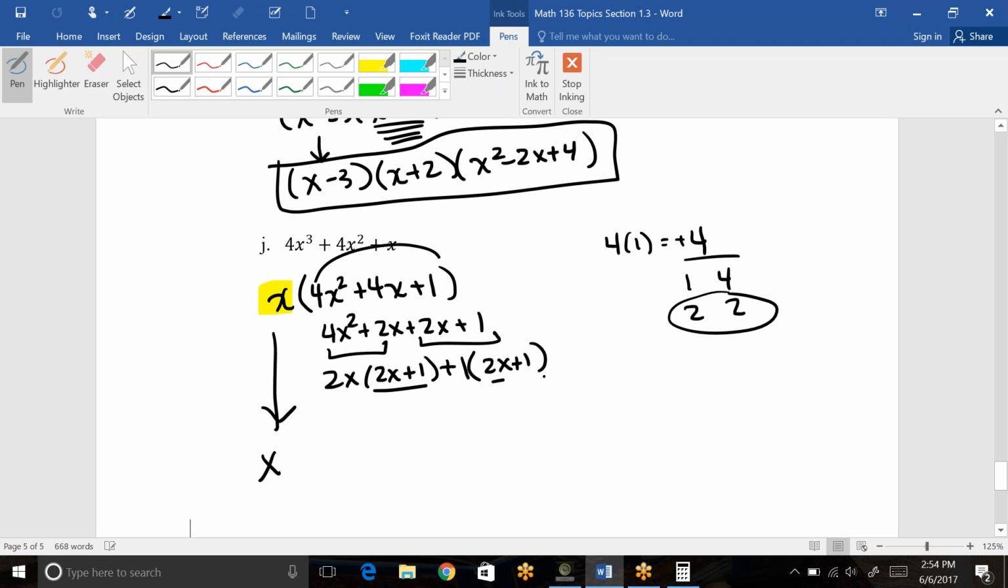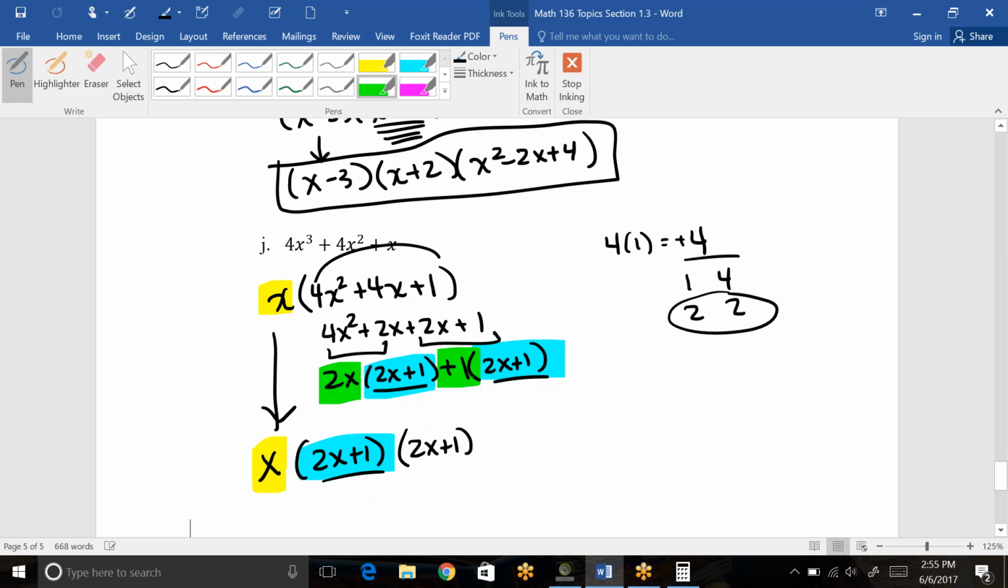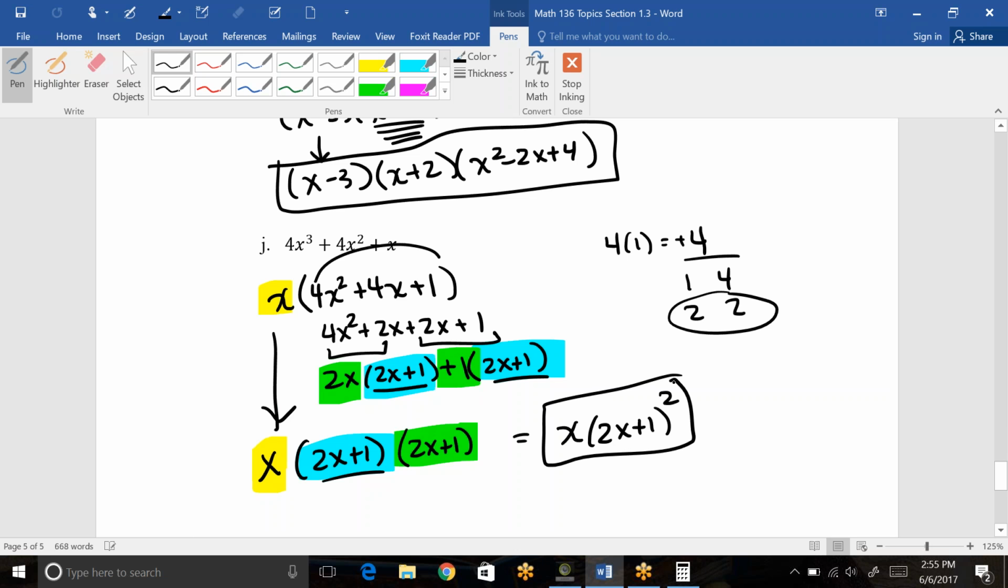Notice this has a 2x plus 1 that matches. That's this guy. This x came from up above. These matching turned into this one, and the leftovers turn into another 2x plus 1. So that's where that guy is. So this is x times 2x plus 1 to the second. And that is the end of this video.